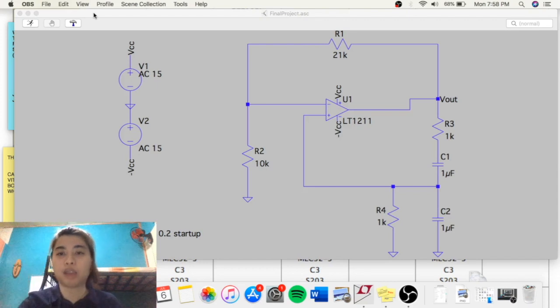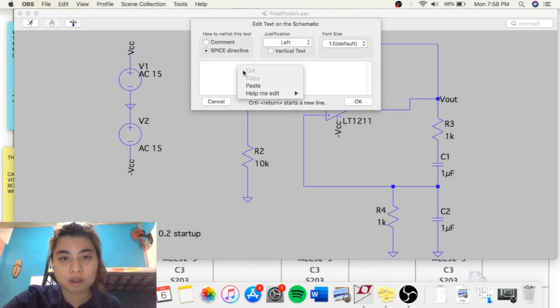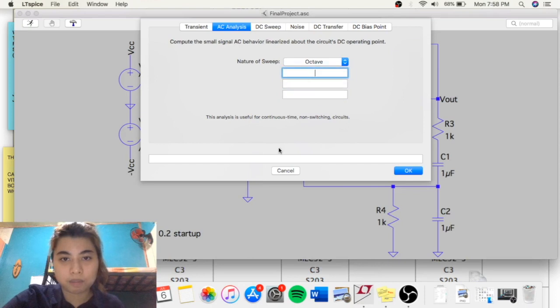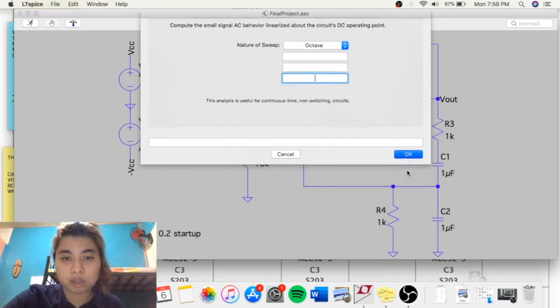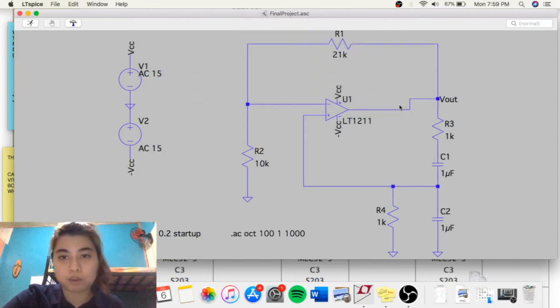So now we have to get the frequency response of the simulation. First we need to change the voltages from DC to AC. And we need to add another SPICE directive, which is the AC analysis. So from the draft, click SPICE directive, then edit the analysis command. From 1 hertz, our stop frequency will be at 1 kilohertz. Click OK. And now we're good to go.